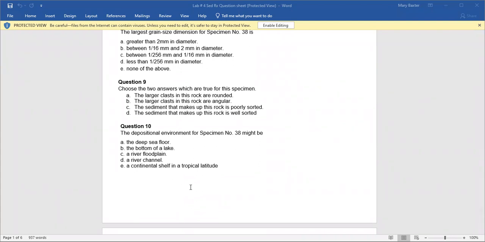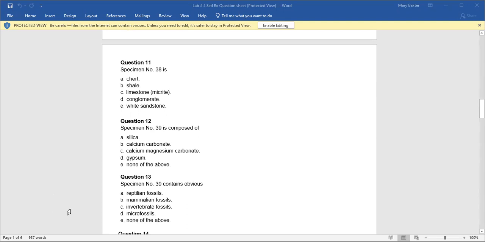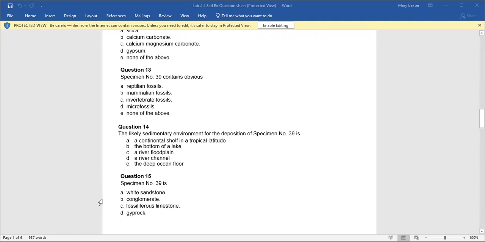Okay, so that one chart had all the depositional environments for the different kinds of rock. So you should be able to go in there and find that rock name and put down the correct depositional environment. 11, specimen 38 is, what do we call it? Specimen 39 is composed of, that was the first chemical sedimentary rock we came across in our kit. Okay, so what's it made out of? It contains obvious what? Well, I don't see any lizard fossils in there, and there's no big bones in that stuff. And you could actually see them with your naked eyes, so it's not microfossils. So it has to be invertebrate fossils. So what's the likely sedimentary environment for 39?